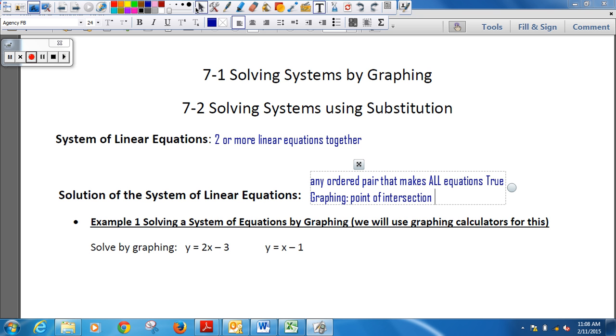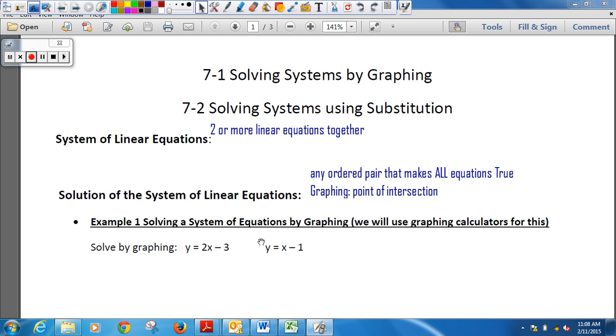Okay, so our first one here, like I said, we are going to be graphing using graphing calculators. So we need to remember how to put that in. Since y is by itself on both of them, they're ready to be entered into the calculator. So you hit your y equals button, and I'm going to enter in the first equation of 2x minus 3. I arrow key down, and I enter x minus 1. I can then hit the graph button.